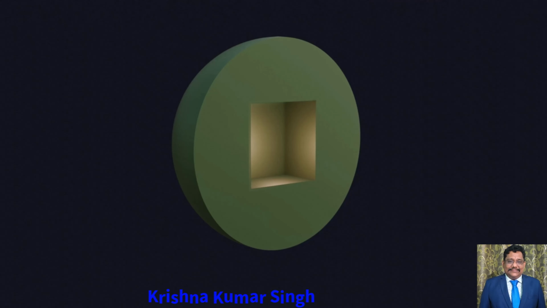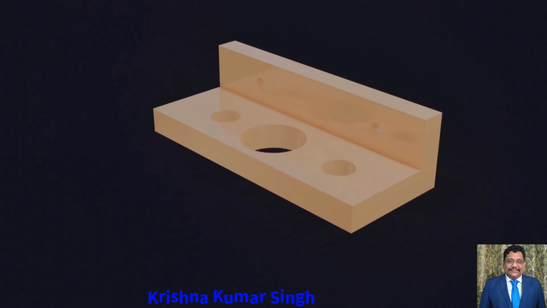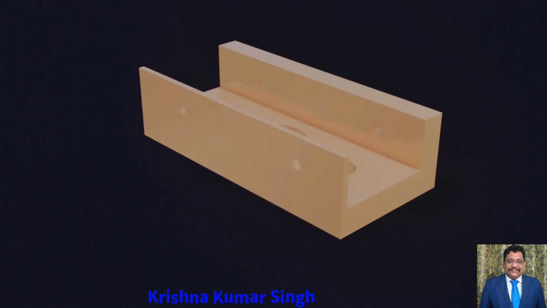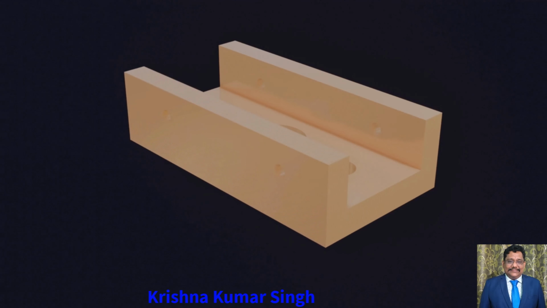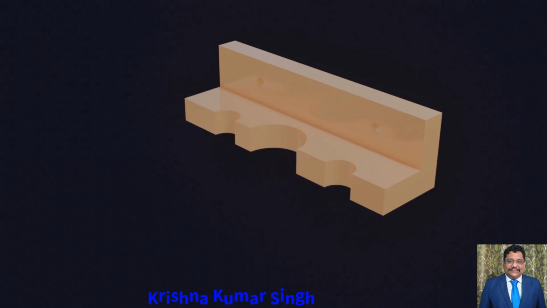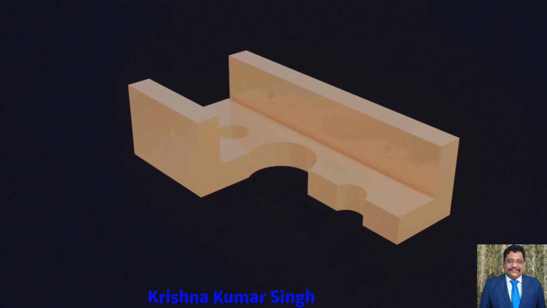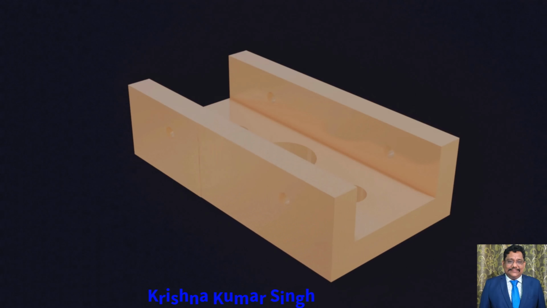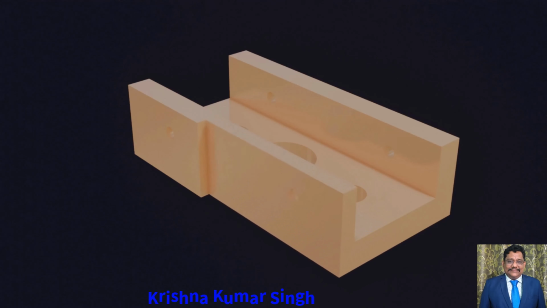Now sectional views have different types. The different types of sectional views are as follows. Full sectional view: when the cutting plane passes through the entire object, sectioning the object into two parts. The two views of an object obtained are called full sectional views. Half sectional view: when the cutting plane passes halfway through an object such that a half-quarter part of the object is sectioned. The views so obtained are called half sectional views.